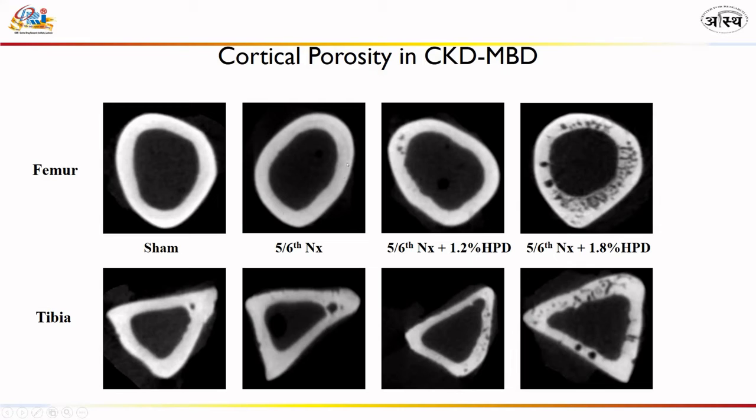In this 5/6 nephrectomy, we don't really see any cortical porosity. But if they are given a high phosphate diet, then hyperparathyroidism sets in. With 1.2% high phosphate diet, HPD, you start to see cortical porosity. And when you give them 1.8% phosphate, then you have a tremendous porosity through the cortical region, both in femur as well as in tibia. This we have established. We are planning to test some drug on it, and it is not published yet.